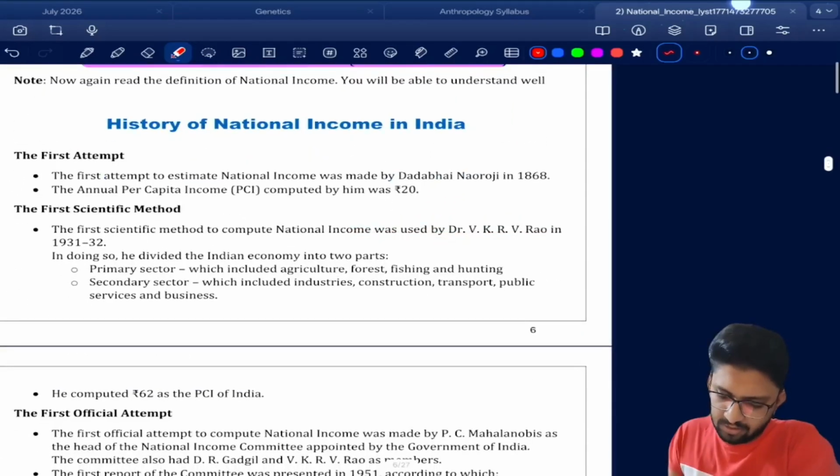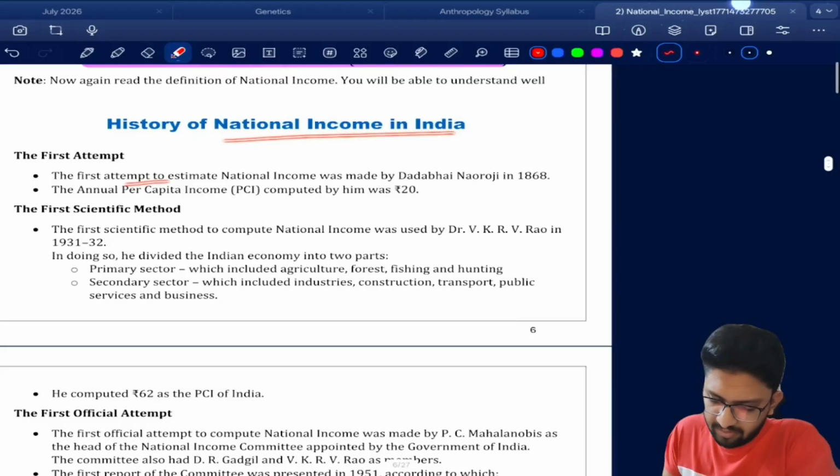Okay, fine. History of national income in India. The first attempt to estimate the national income was made by Dadabhai Naoroji in 1868. The annual per capita income, PCI, computed by him was 20 rupees.